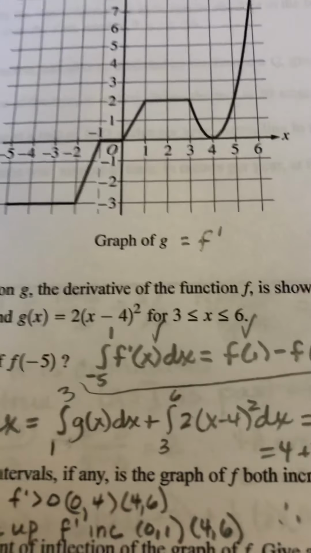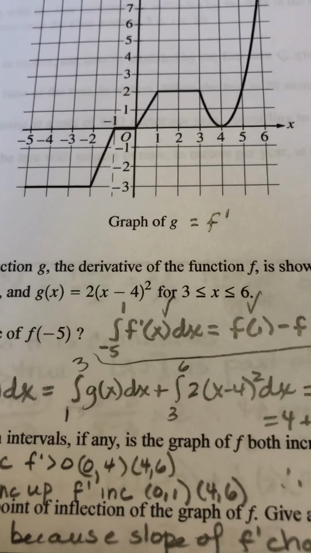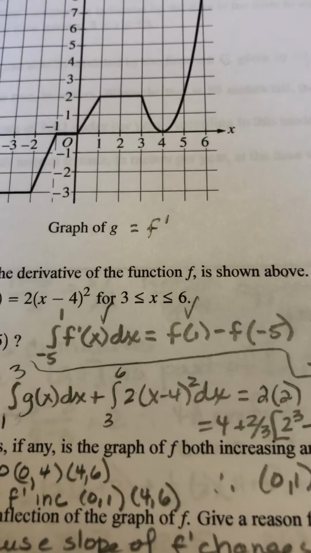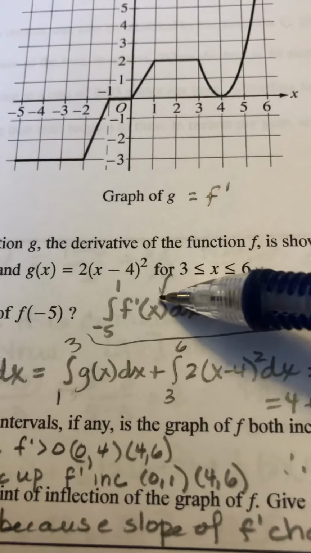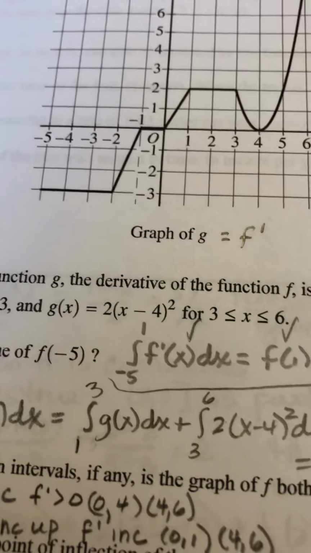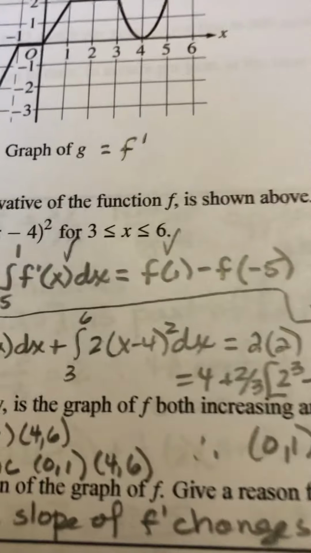Straightforward FTC question. If we integrate f prime of x from negative 5 to 1, that's going to equal f of 1 minus f of negative 5. We can get the value of that integral because that's just the area. And then we know f of 1, so our only unknown is f of negative 5.